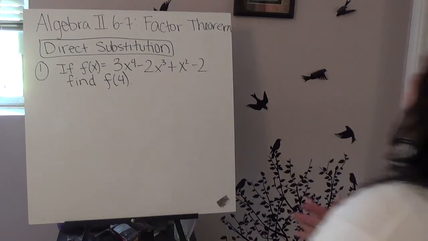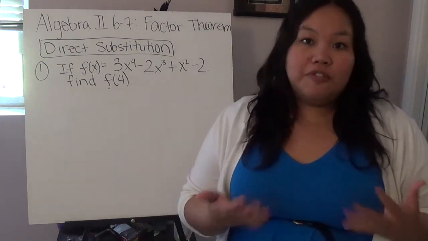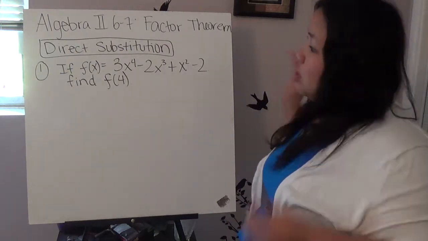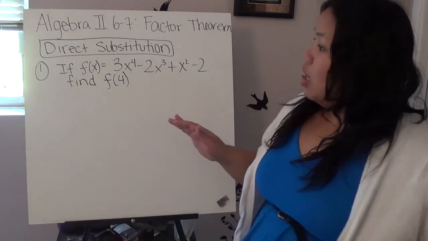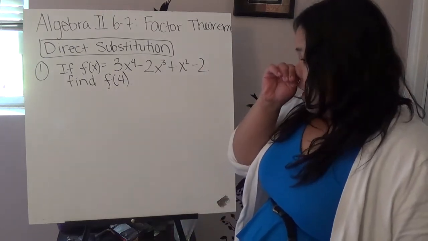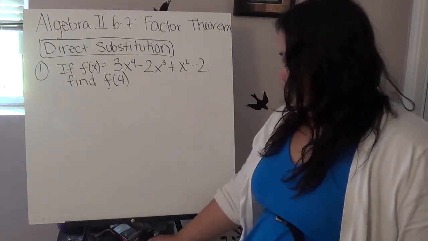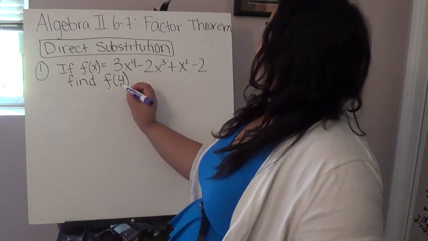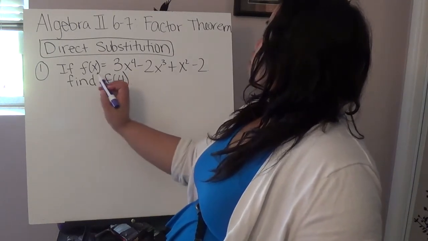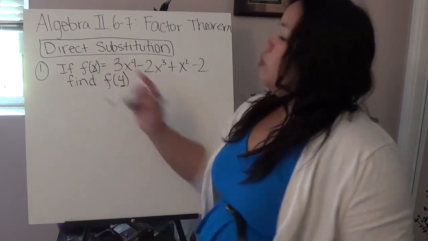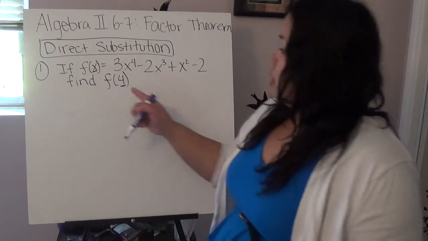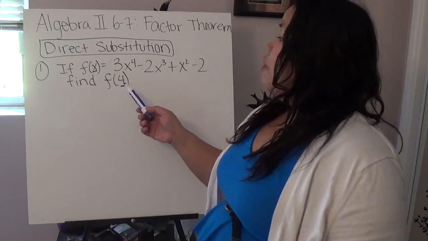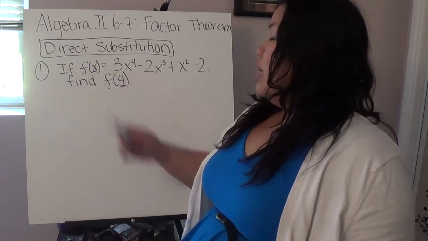In Algebra 2, Section 6-7, we're dealing with the remainder and factor theorem. The first part of this lesson has to do with direct substitution. Basically, what that means is, as we've seen before in prior sections, whatever you see in here, you can replace it with the variable in there. That's basically all it's asking you. So what it's asking me to do here is to replace all the x's with 4's.